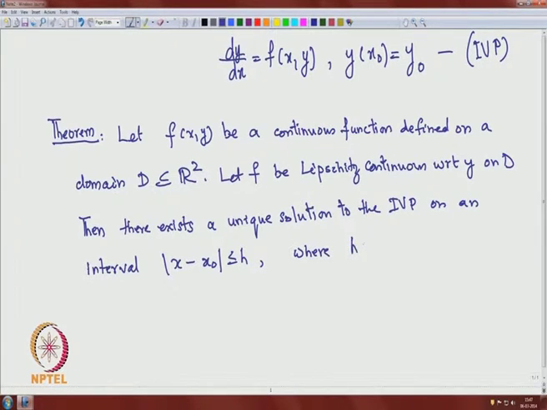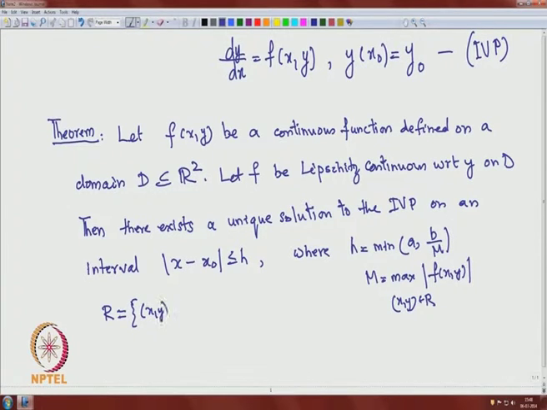where h is the minimum of a, b by M, and M is the maximum of |f(x, y)|, where (x, y) is in some rectangle R which is inside D. So, R is a rectangle defined as earlier: (x, y) such that |x minus x0| is less than or equal to a, |y minus y0| is less than or equal to b, for some a and b such that this R is inside the domain D.